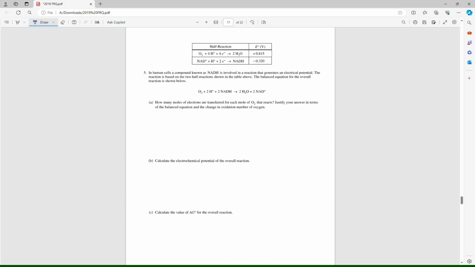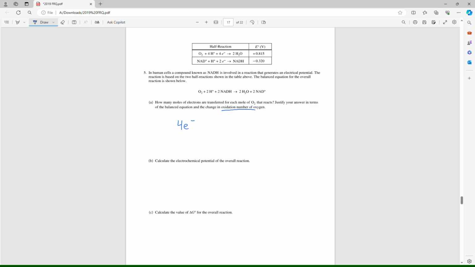All right, number 5. In human cells, a compound known as NADH is involved in a reaction above. Yes, classic NADH, classic. All right. How many moles of electrons are transferred for each mole of O2 that reacts? This is given to us. For 1 O2, there's 4 electrons. But it wants us to, of course, justify using oxidation number. So let's do that.